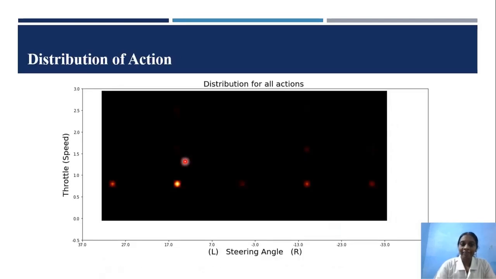And this is a graph for distribution of action. We have a lot of actions based on our hyperparameter selection. Based on the steering angle as well as the speed which we selected, the action is defined in an action space. So in this model, the action with a 15-degree steering angle and 0.75 speed limit has been repeatedly used by this model, which has been shown over here.